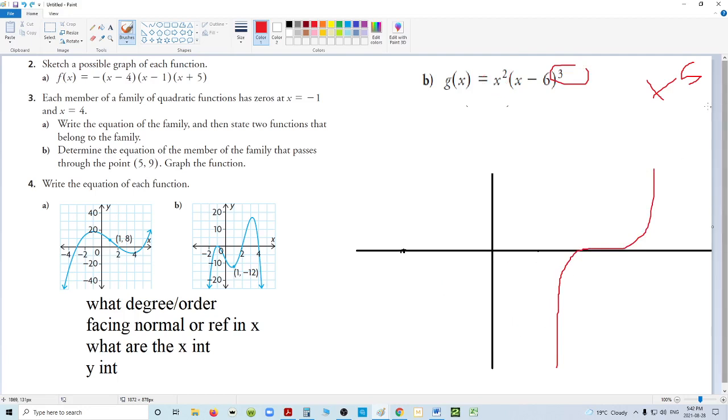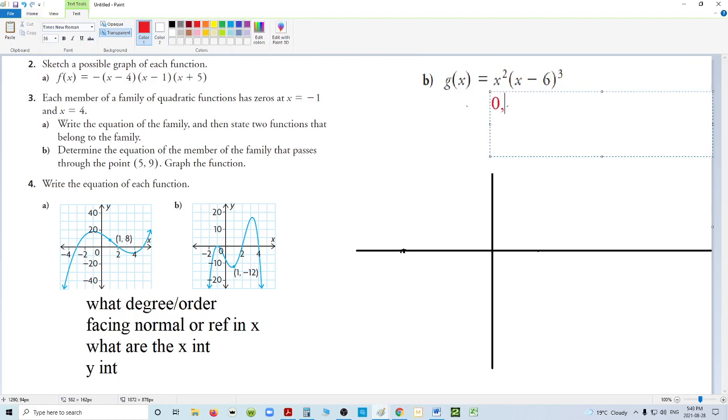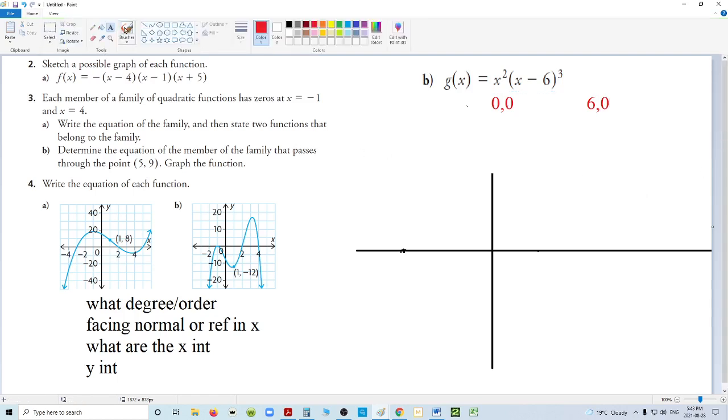You just have to figure out where x to the 5, since it has a positive, is it facing normal? Yes, it is. It's got a positive leading coefficient. What are the x-intercepts? Well, there's only 2 x-intercepts here. It goes through 0, 0, which is what the x squared goes through, and 6, 0. What's the y-intercept? That's the last thing I should figure out. When x is 0, y-intercept is obviously 0. So the y-intercept, when you see 0, 0, right away it's giving you the y-intercept. No need to calculate it.